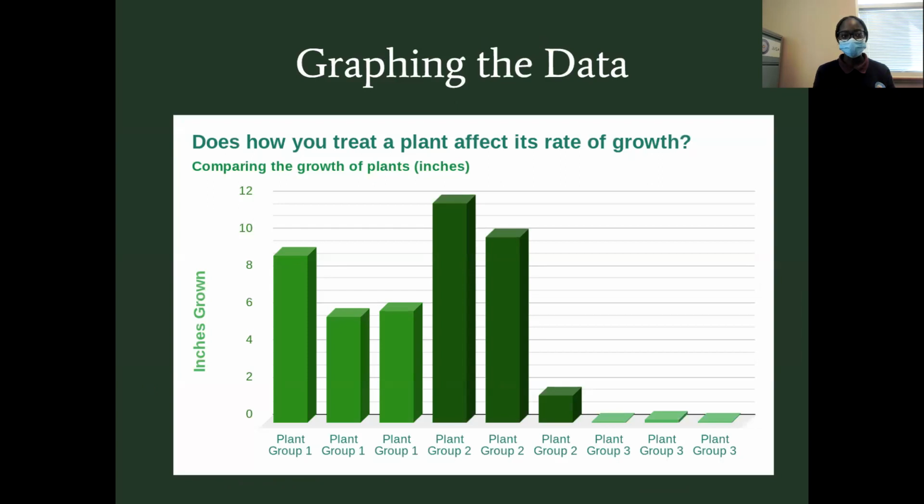Here is my graphing data. So we can see the clear difference of how much they've grown from plant group 1 over here to plant group 2 and plant group 3.